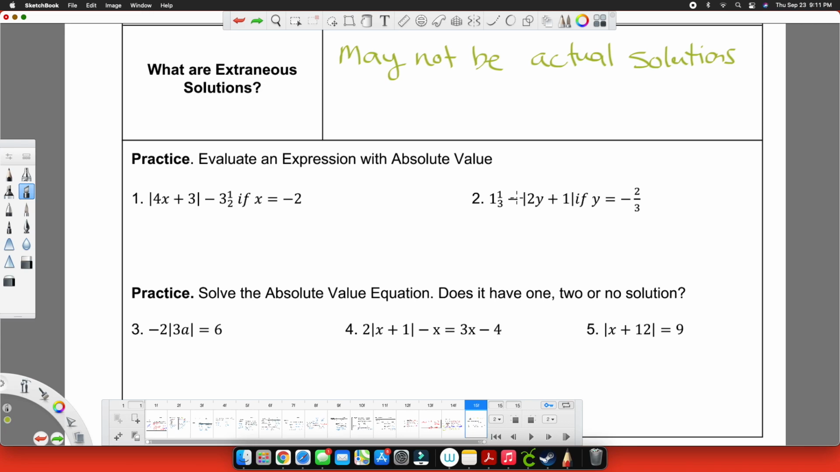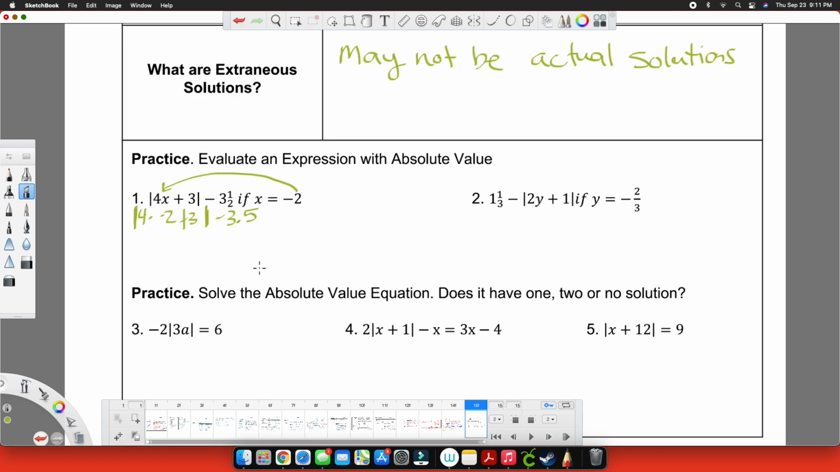All right, so let's go ahead and evaluate an expression with absolute value. Evaluating an expression usually means they're going to give us something to plug in. So we have this absolute value expression, and we want to plug in negative 2. So I have 4 times negative 2, absolute value, plus 3, absolute value, minus 3 1/2. You could also write this as 3.5, which I would prefer, because I think that's a little easier to combine.